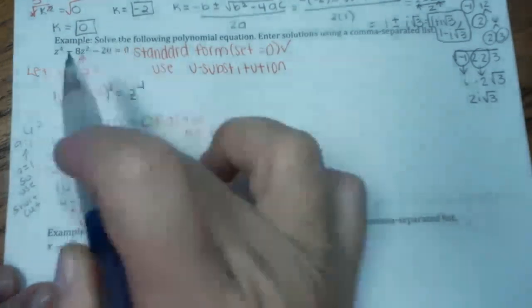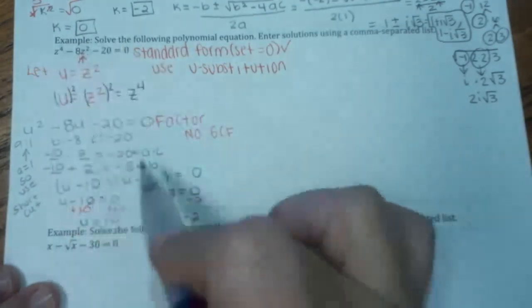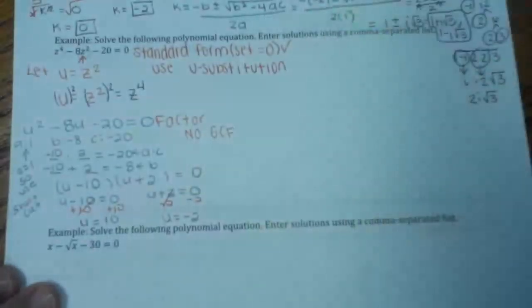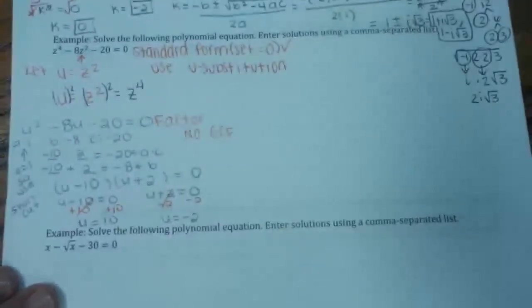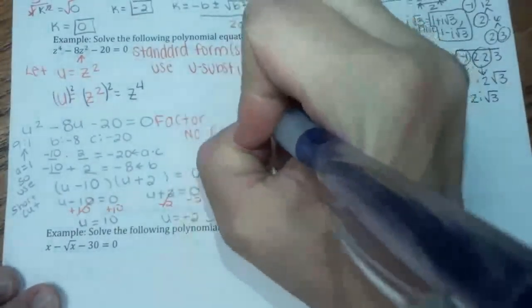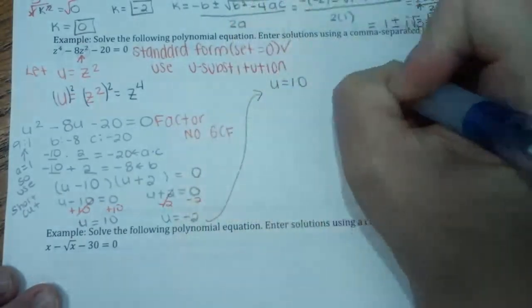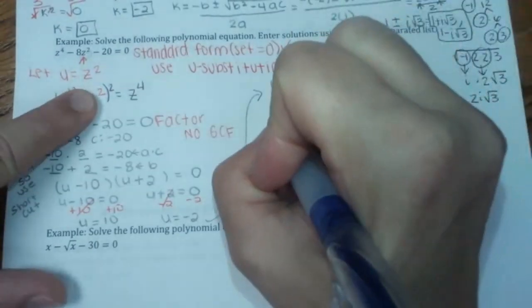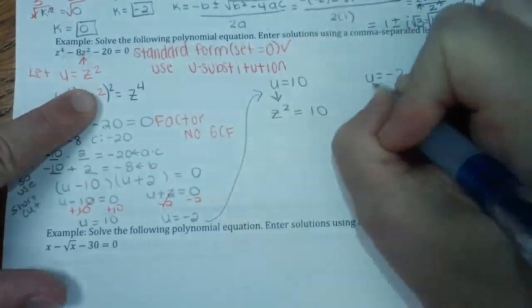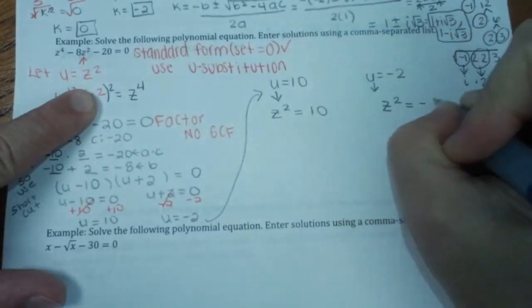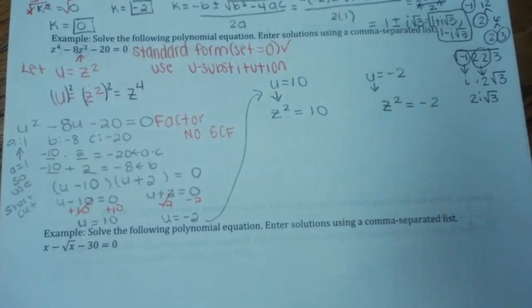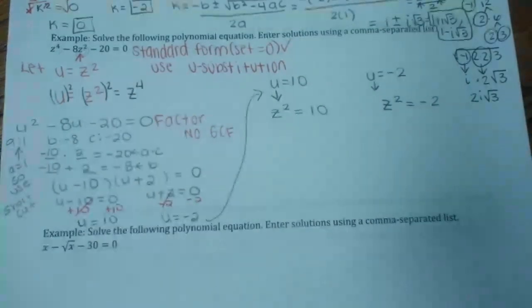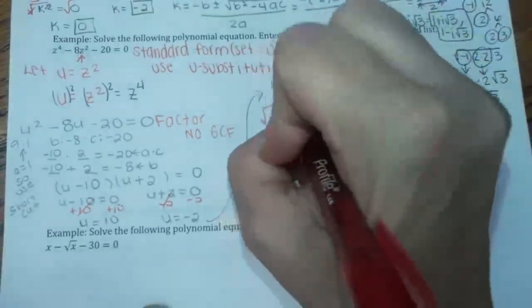That's great. I found u, but the problem had nothing to do with u. We just used u to help us make this easier to factor. So let's plug in our z's back in. All right, so coming up here. If we know u equals 10 and u equals negative 2, bringing our z's back in, u is the same thing as z squared. So we know z squared has to equal 10, and z squared has to equal negative 2.